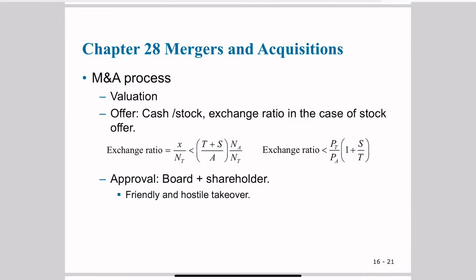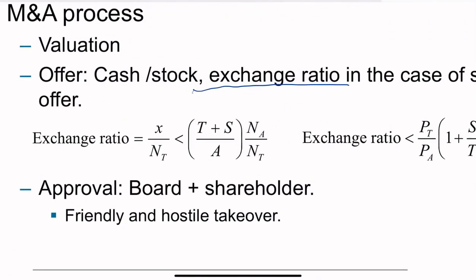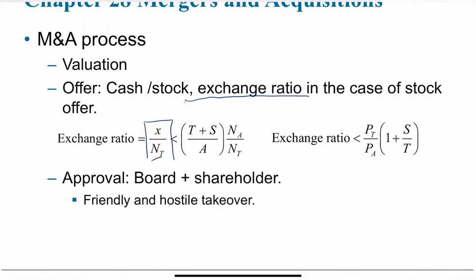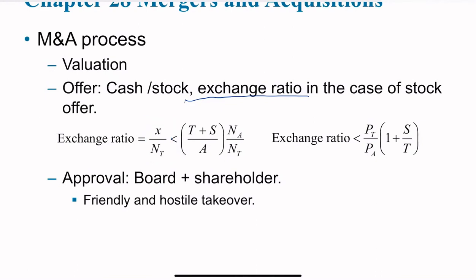And if it's a stock offer, then we need to know how to calculate the exchange ratio, right? So the exchange ratio is basically defined as the division of X and NT, right? So what is X here? This X means the number of shares the acquirer has to issue to pay for the target firm's shares. And this NT is the number of shares of the target firm.